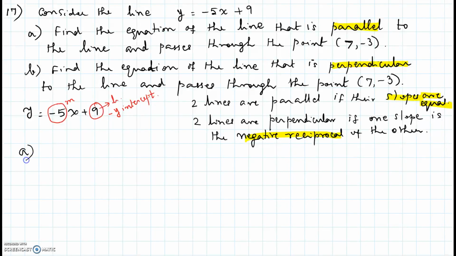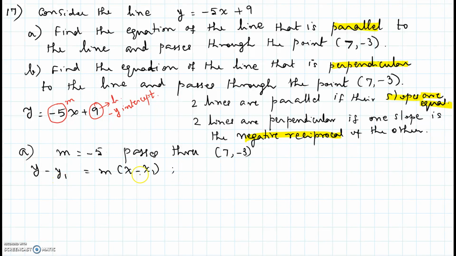So first part, as the line is parallel to the given line, the required line has a slope which is the same as the slope of the given line, which is negative 5. And it passes through the point (7, negative 3). So we will use the point-slope form, y minus y1 equal to m times x minus x1, where (x1, y1) is the point through which the line passes. So y minus y1, which is negative 3, equals m, which is negative 5, times x minus x1, which is 7.